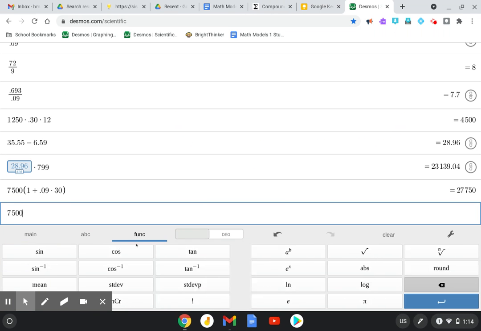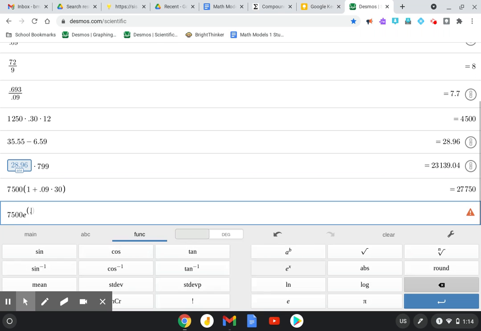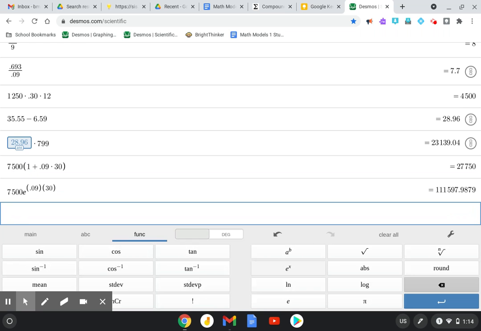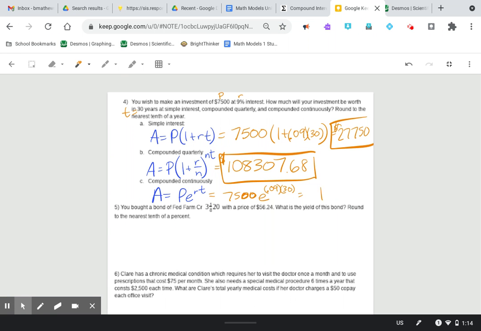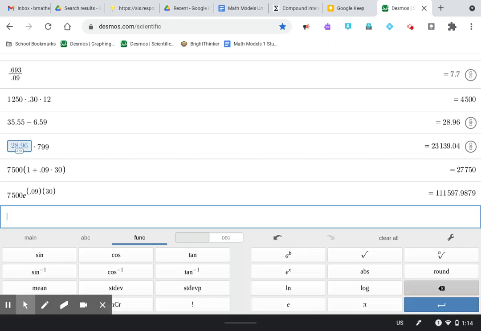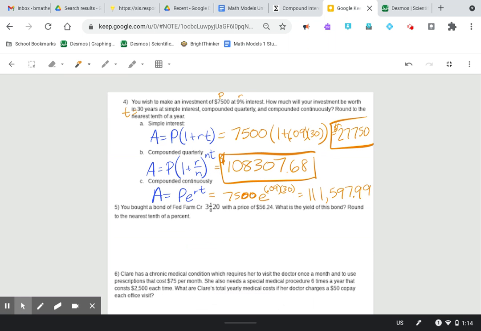I'm going to click on the function menu, and I'm going to go to the E button right here, E to the X. And we're going to do R, which is 0.09, and we're going to multiply that times 30, and we get 111,597.99. And those are our 3 answers. All right. That's kind of in the way there.